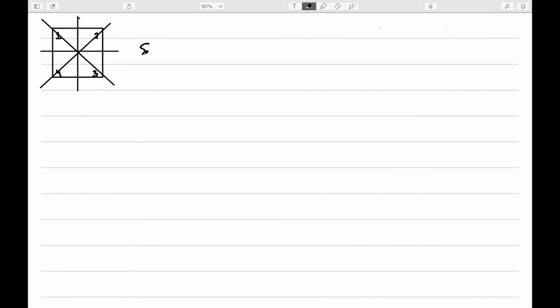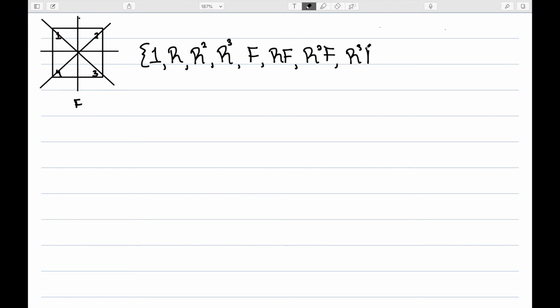But it turns out that this group can also be generated by just R and F. In this case, we would have R squared and R cubed. And if I call the vertical line F, my 4 flips would be F, RF, R squared F, and R cubed F. And I'll leave it up to you to verify that and actually perform these 3 group operations, RF, R squared F, and R cubed F, and try to determine which one of these lines each one of these represents.